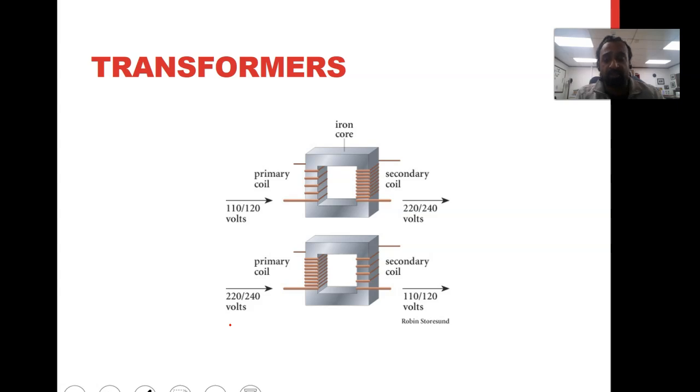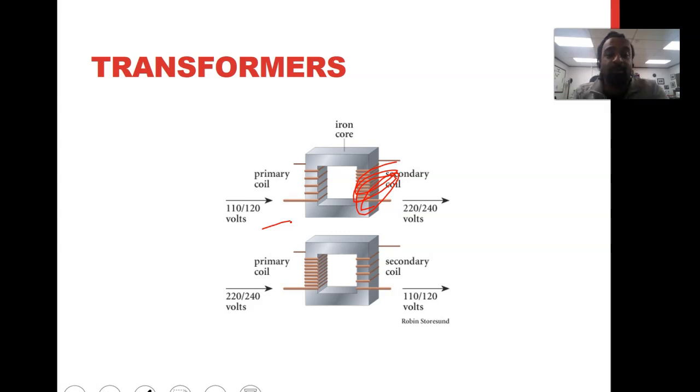Transformers do a step up and step down for electricity. Again, the number of coils here, the loops, determine how much voltage we get. So 110 going to 220 based on the amount of coils. How many turns do you have?